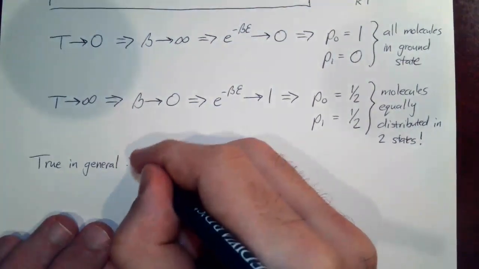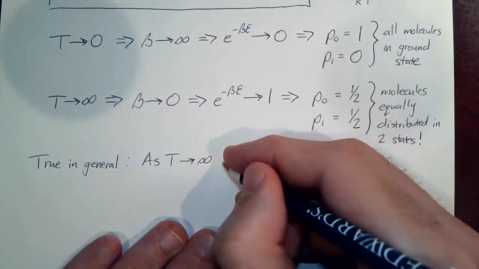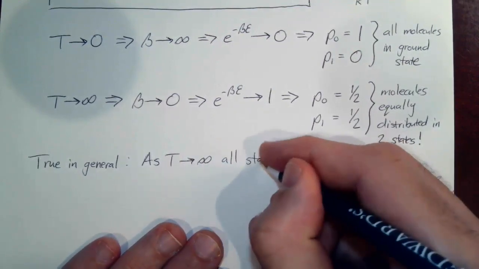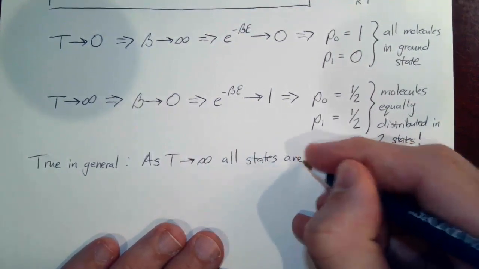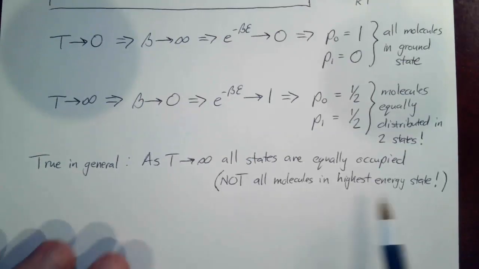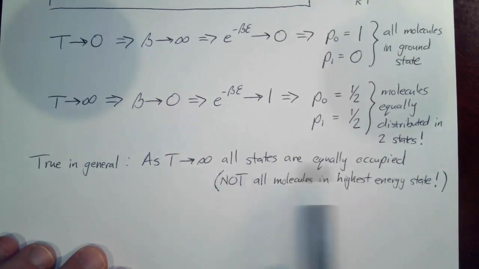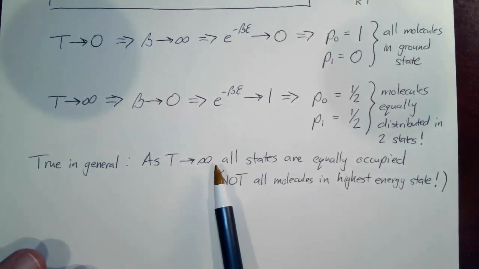But in general, as T approaches infinity, all states are equally occupied, as opposed to all molecules being in the highest energy state, which is what you might expect. So they become equally occupied as T approaches infinity.